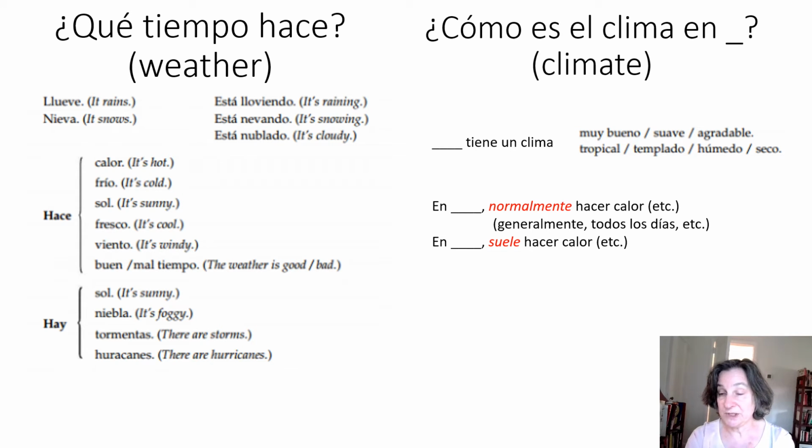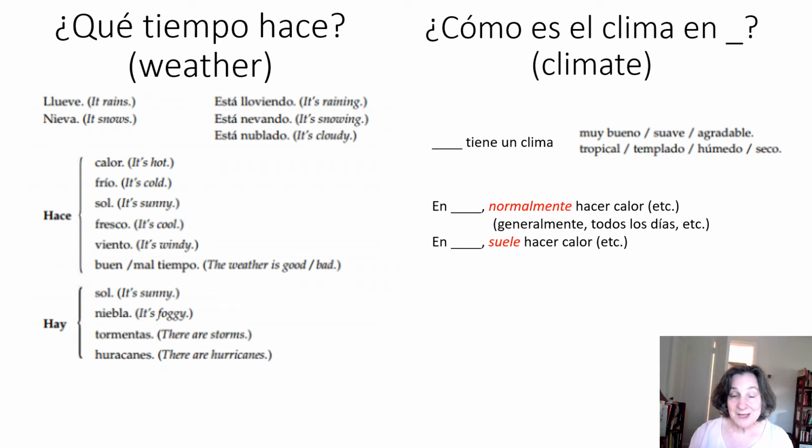Hay muchas expresiones de tiempo donde usamos hace, el verbo hacer. It's like in the question, ¿qué tiempo hace? What weather is it making? Podemos decir, yo hablo, tú repites: hace calor, hace frío, hace sol, hace fresco, hace viento, hace buen tiempo, hace mal tiempo.